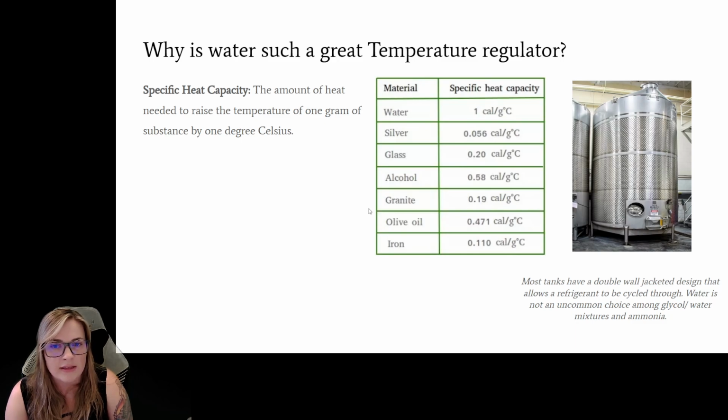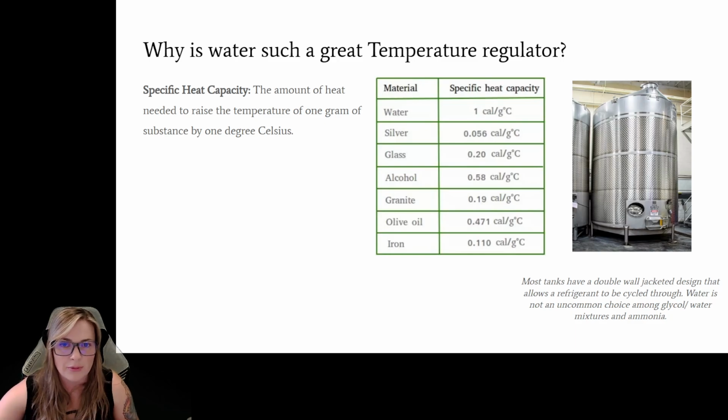So it is basically like the strength of this substance to retain its temperature, right? So how much energy do I need to put into this substance for it to increase in temperature? Well, water is at 1 calorie per gram degree Celsius, right? That doesn't seem like much when you compare it to all these other substances. That's crazy. So silver, a metal, right?